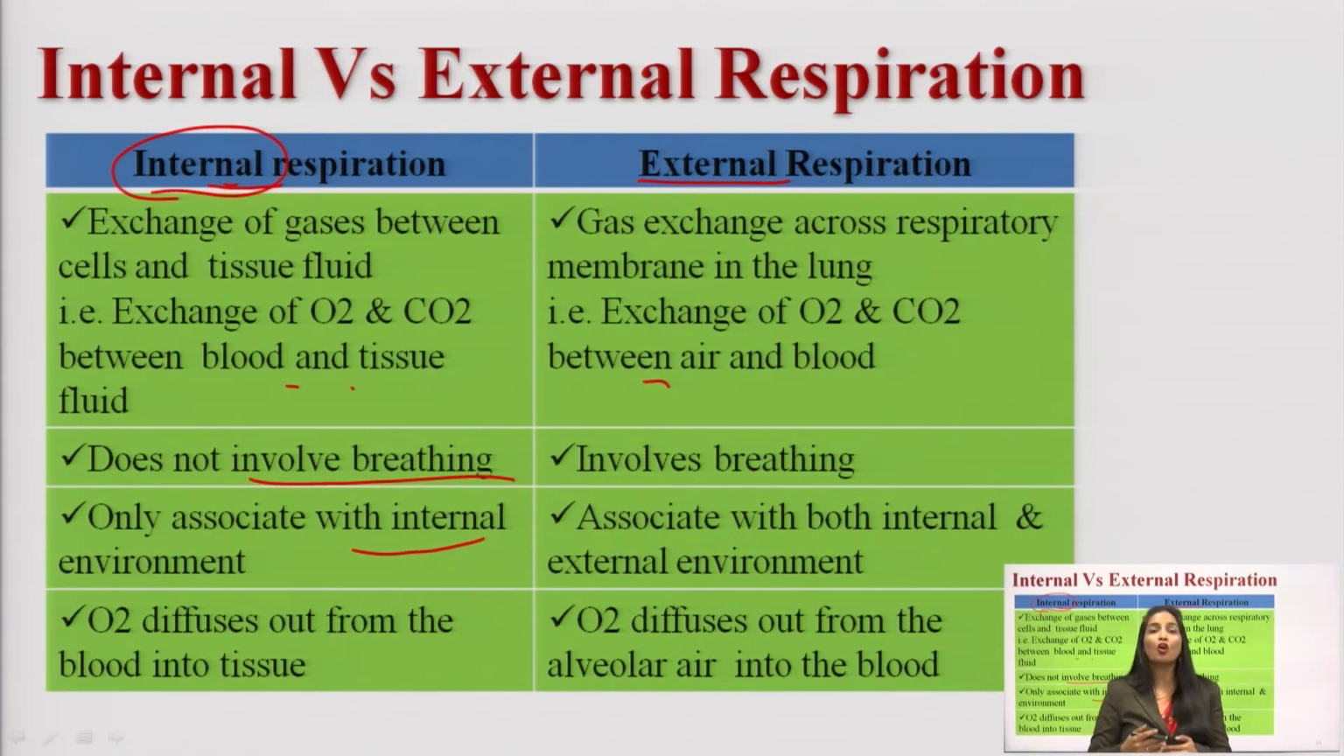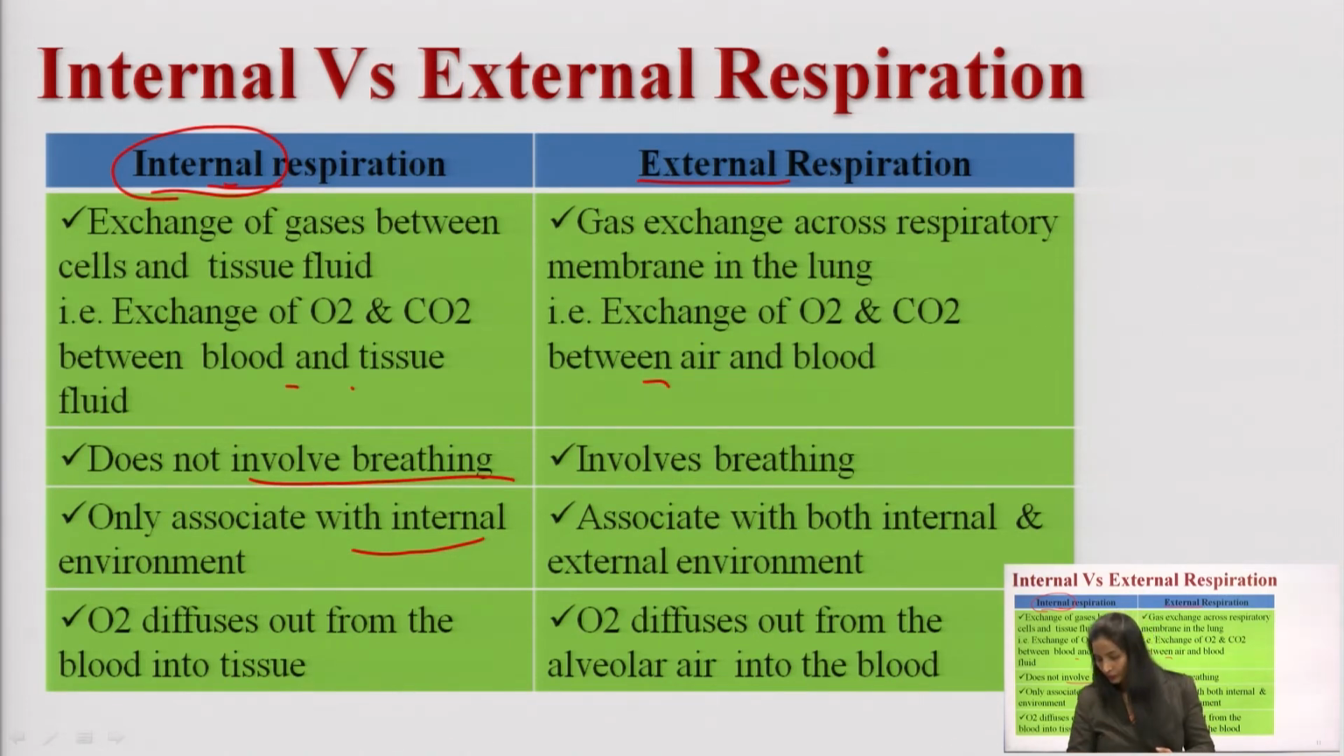If I am talking about oxygen gas, how does it diffuse? In internal respiration, oxygen diffuses out from the blood into the tissue. Oxygen is carried in the blood, and from the blood it is diffused into the tissue. And what happens in external respiration? Here oxygen diffuses from the air into the blood.